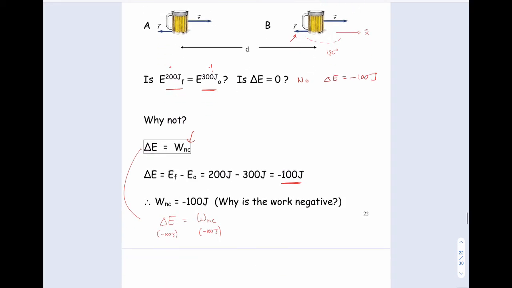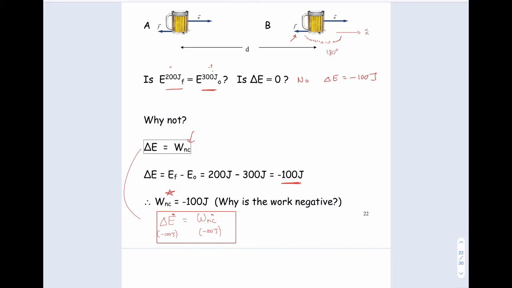Now remember, the work done by the kinetic friction force is negative because the angle between the friction force and the direction it's going is 180 degrees. The definition of work has that cosine, and the cosine of 180 is minus 1. So the expression we had before, the change in energy, is equal to the work done by non-conservative forces.